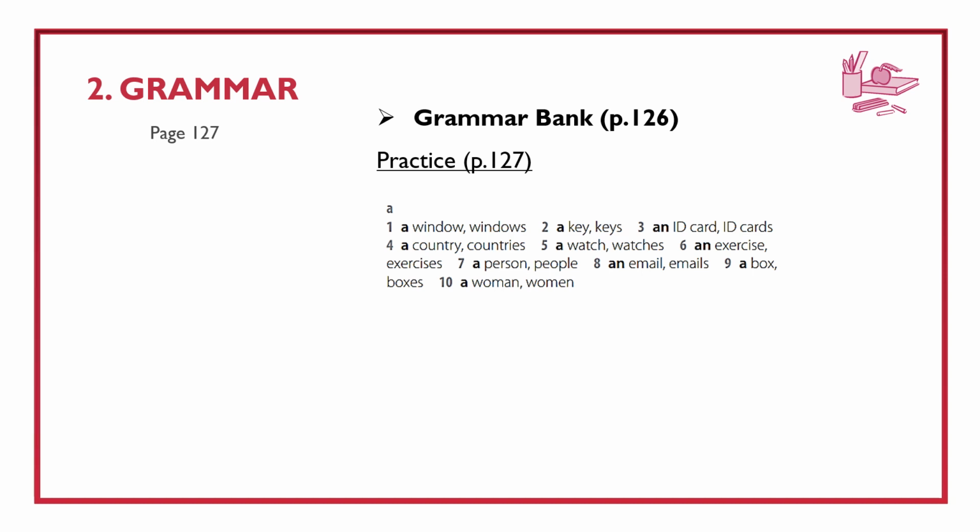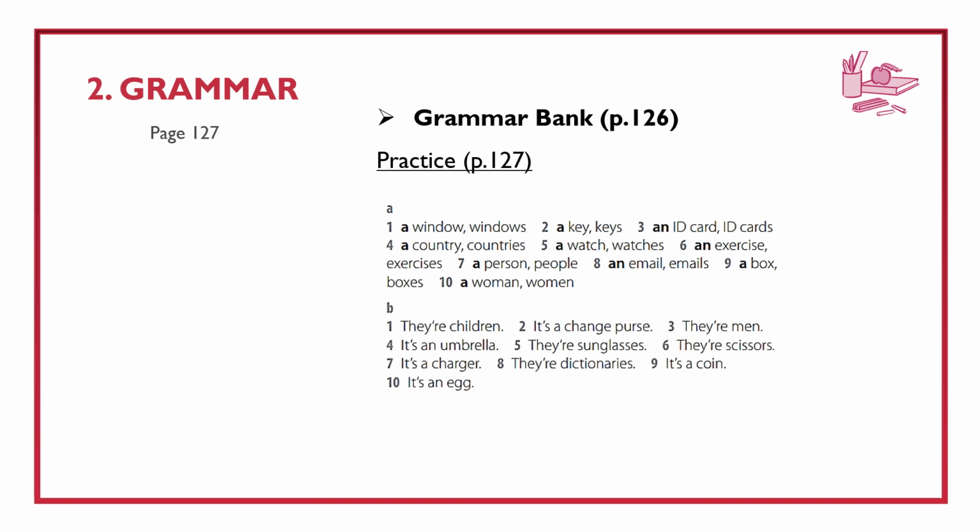Now, please do part B. Write sentences with it's or there, and a or an if necessary. For example, we have pen, you should write it's a pen. Or we have buses, it's a plural word, so you have to write they're buses. Please do this in 3 minutes.